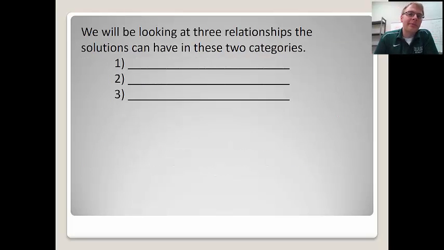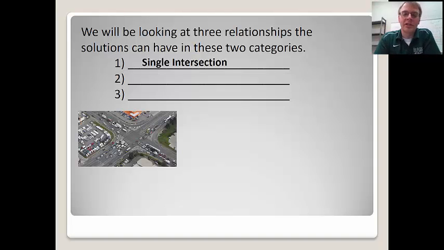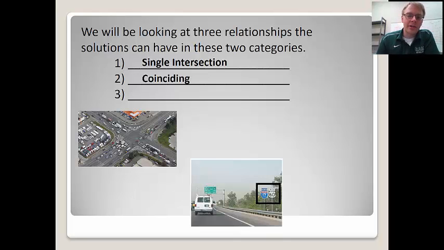There are three different types of relationships that we can get from those two different categories. The first one is a single intersection. We see here these two roads show a single intersection. There's one point at which they intersect each other.